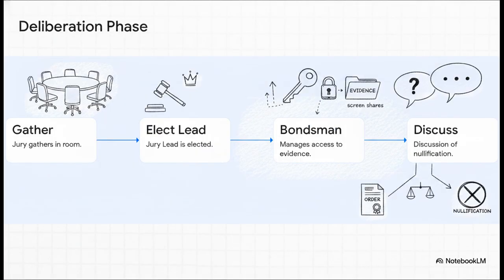Once all that evidence is on the table, we move to deliberation. The jury gathers in a separate room, and the very first thing they do is hold a vote to elect a jury lead who is tasked with keeping order. They also assign a dedicated bondsman. This person is the jury's single point of contact, making sure they have secure access to evidence and screen shares. From there, the discussion focuses heavily on two main questions. Did actual harm occur, and should the jury issue an order or a full nullification?